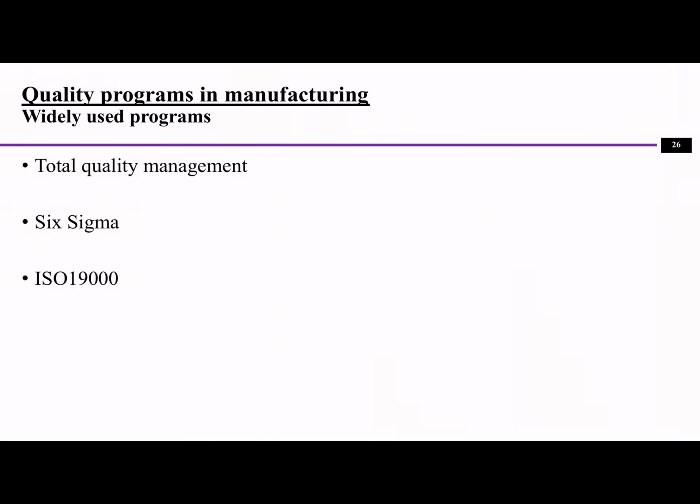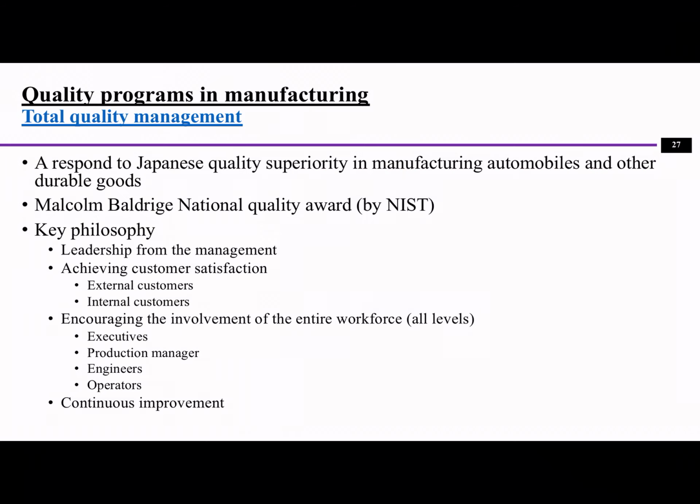All right, next let's talk a little bit about different quality programs in manufacturing. Mainly I'm going to discuss three major widely used programs. These are Total Quality Management, Six Sigma, and ISO 9000.